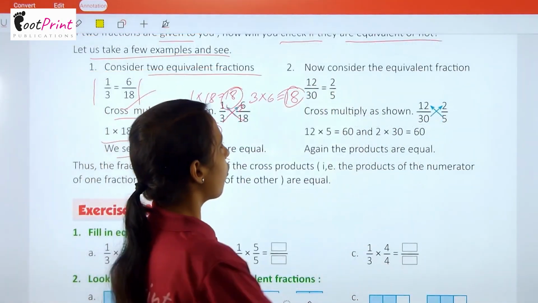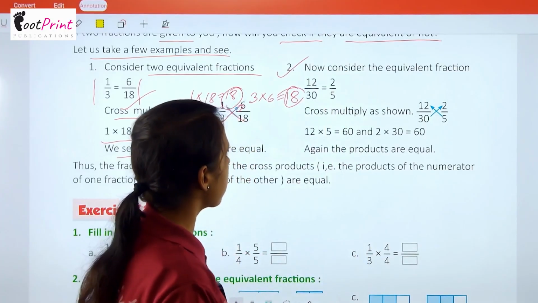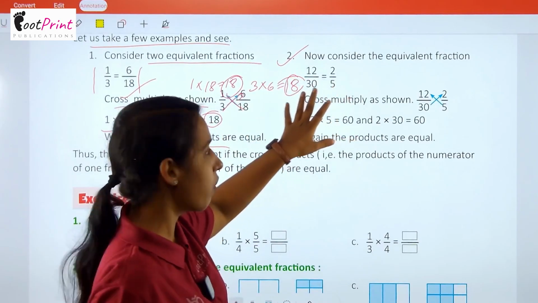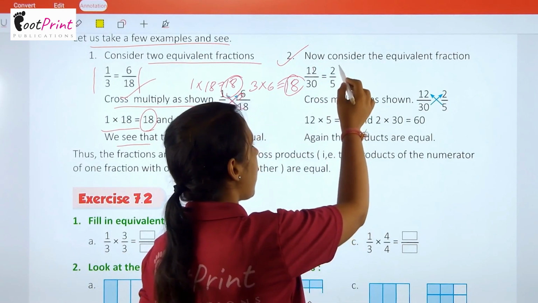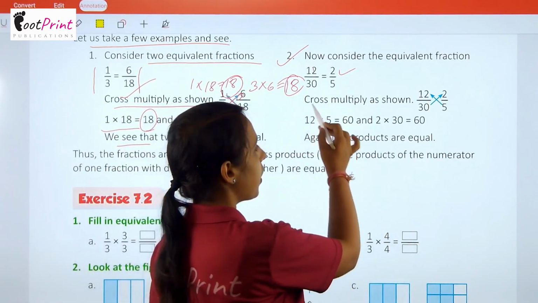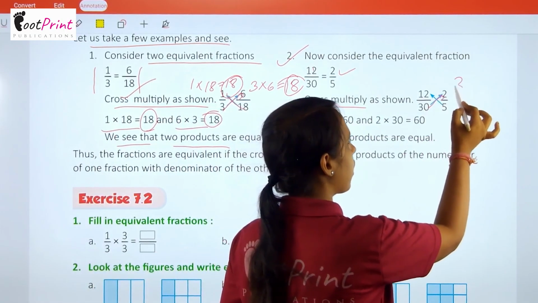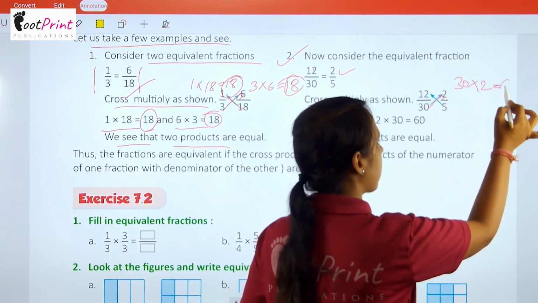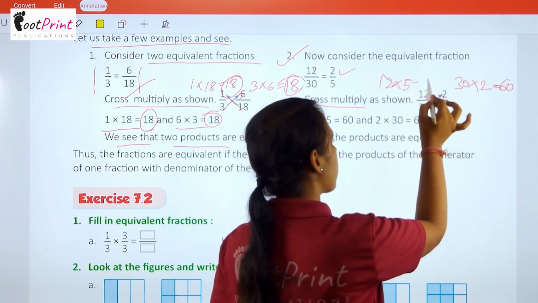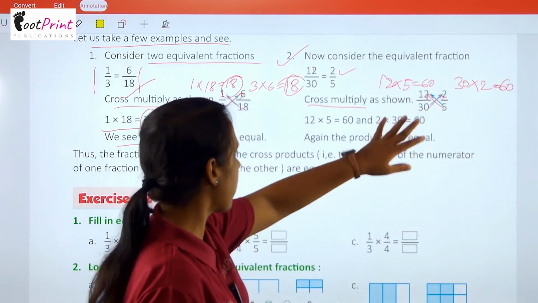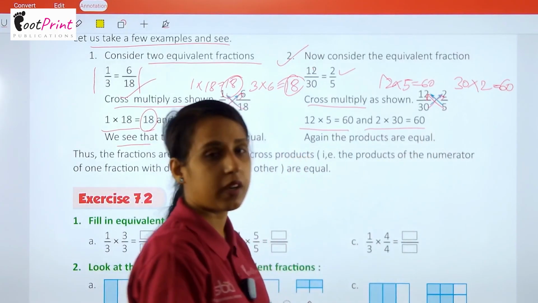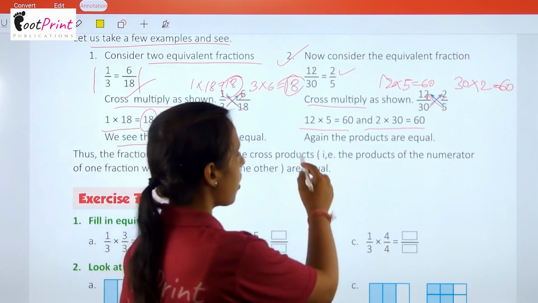Okay. Now solve example number 2, that is, consider the fractions and find out whether they are equivalent or not. So 12 by 30 and 2 by 5. We have to cross multiply. Cross multiply as shown. 30 into 2 will become 60 and 12 into 5 will become 60 also. So here we also get 60 and 60. So 12 into 5 equals 60 and 2 into 30 equals 60. Again the products are equal.